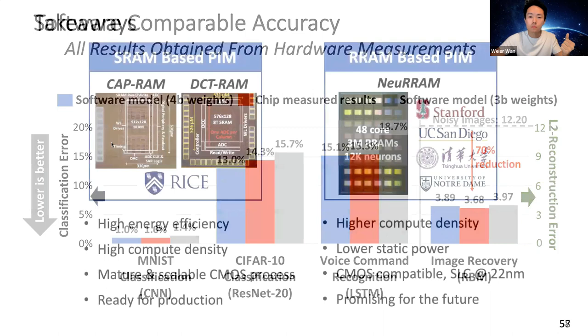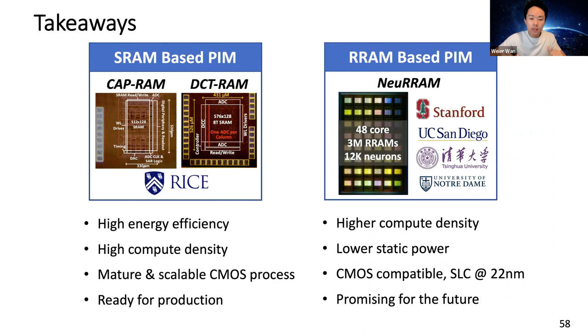So, here are the main takeaways for the talk so far. We introduce both the SRAM-based PIM and RRAM-based PIM. The SRAM-based PIM can provide high energy efficiency and high compute density, and they use a mature and scalable purely CMOS process, and they're ready for production today. RRAM-based PIM can potentially provide higher compute density and lower static power. The single-level cell embedded RRAM is already commercially available, but the multi-level cell RRAM devices, which are more suitable for PIM applications, are still under development. So we see RRAM PIM as a promising technology for the future tinyML devices.